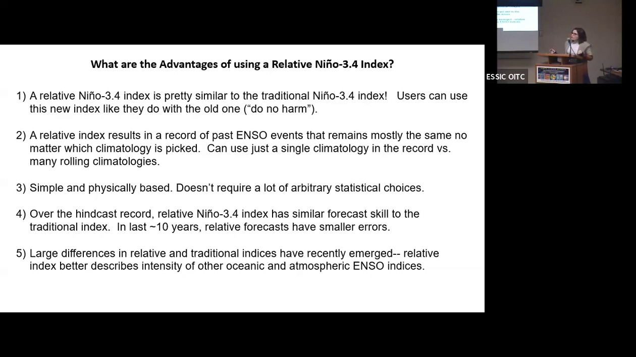And also this method, which I'm going to present in the next slide, does not require a lot of choices. I think it's simple and it's useful because in part, you don't have to make a lot of decisions here. Over the hindcast record, we find the skill is roughly the same, which is good. We're not seeing a huge loss in skill. In fact, I would say in the last 10 years or so, we're starting to see an offset in error. And by error, I mean the forecast minus the observations. We're starting to see some increasing errors that I think could be attributed to these growing offsets.